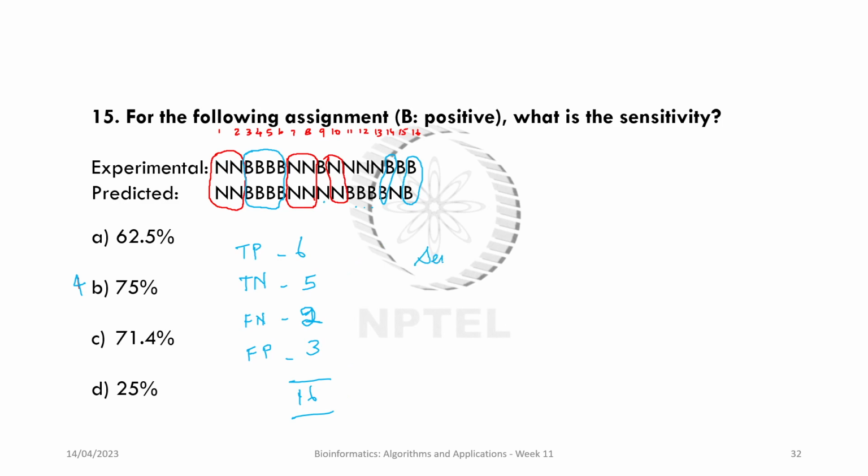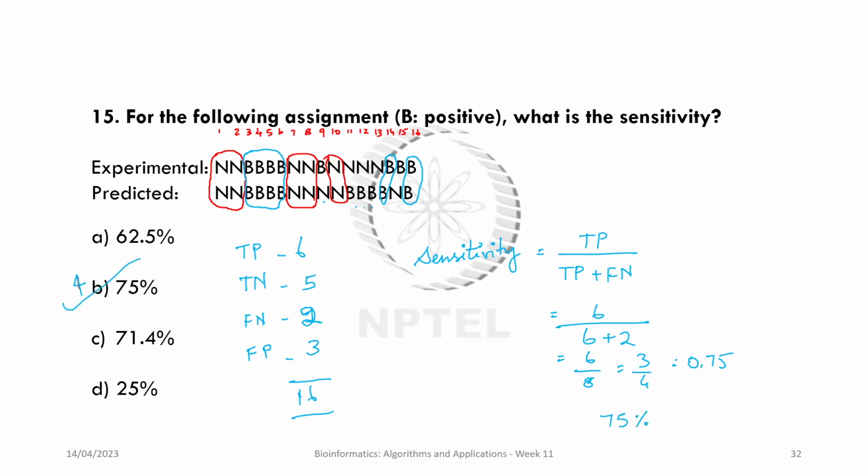Now the question is sensitivity. Was the previous question also for sensitivity? I forget. Or was it specificity? I don't remember. So you have true positives by all positives, which will include false negatives. Am I right? Yes. So TP is 6 divided by 6 plus false negative, which is 2, so 6 by 8, 3 by 4, 0.75, 75%. So I side with you all. The answer is B.